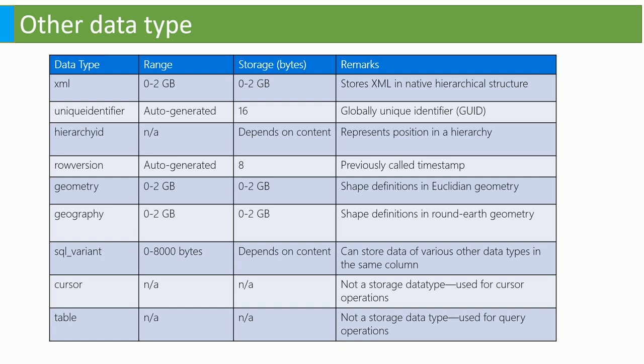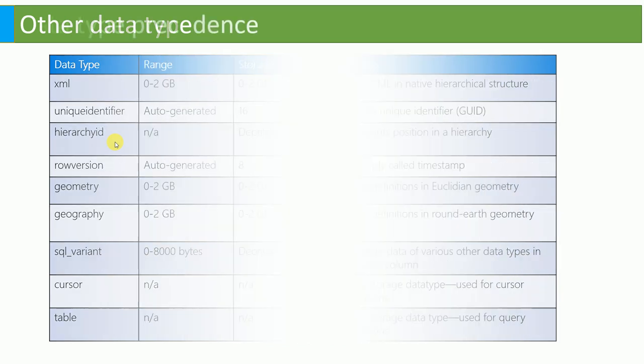Now let's understand the other data types. We can use XML, uniqueidentifier, hierarchyid, rowversion, geometry, geography, sql_variant, cursor, and table. So these are the other data types we can use inside SQL.